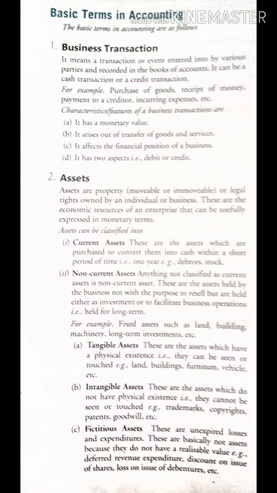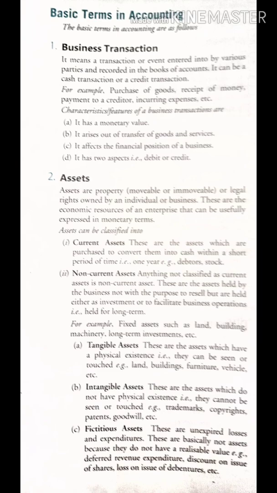Now fictitious assets. Fictitious assets are unexpired losses and expenditure. These are basically not assets because they do not have a realizable value. For example, deferred revenue expenditure, discount on issue of shares, loss on issue of debentures. Now, these are fictitious assets. Fictitious assets means imaginary assets. Now what do you mean by imaginary assets?